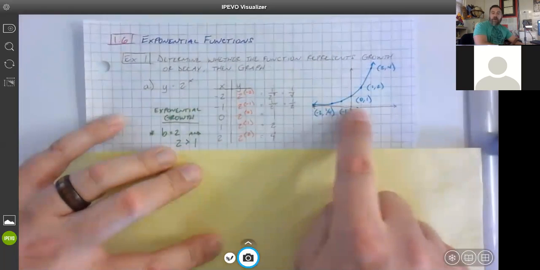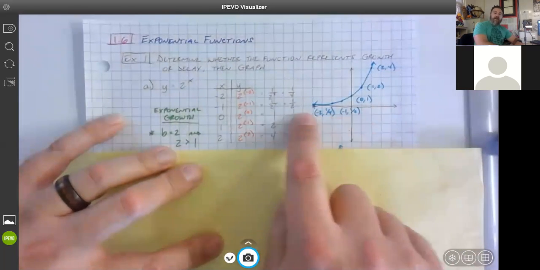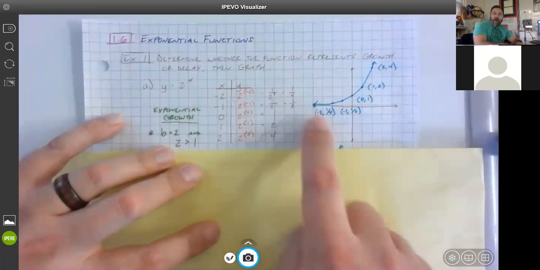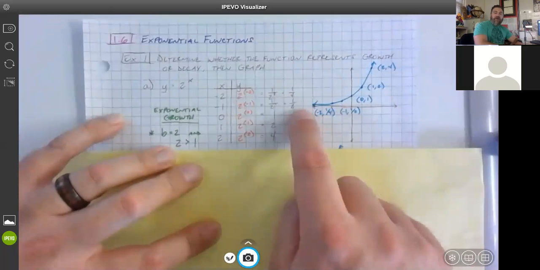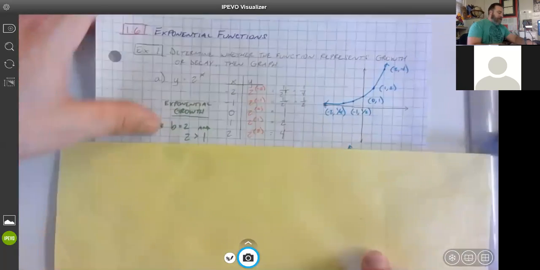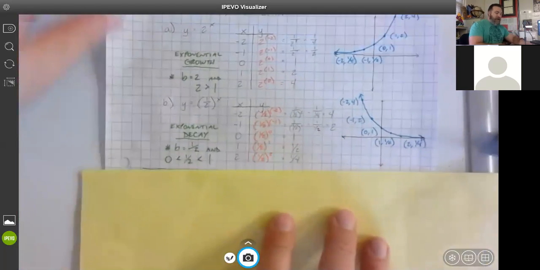In math, we call this an asymptote. It's a funny word, but basically it means a force field. It's going to get infinitely close but never quite touch. So for range, in this case, it's going to be all numbers bigger than 0, but not including 0. All right, so let's move on to the next one.